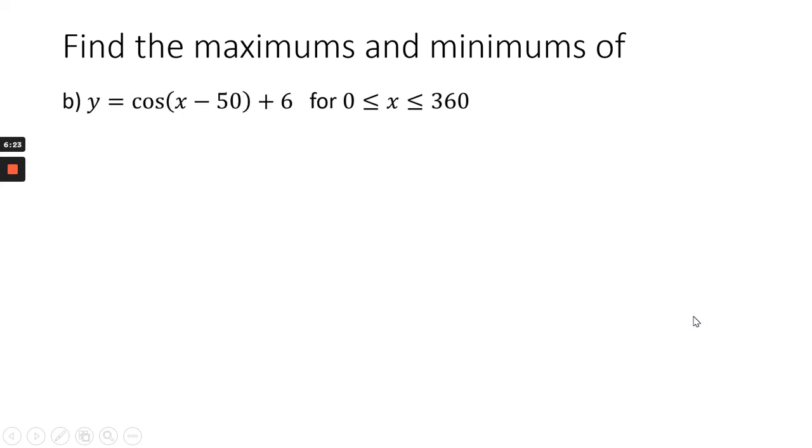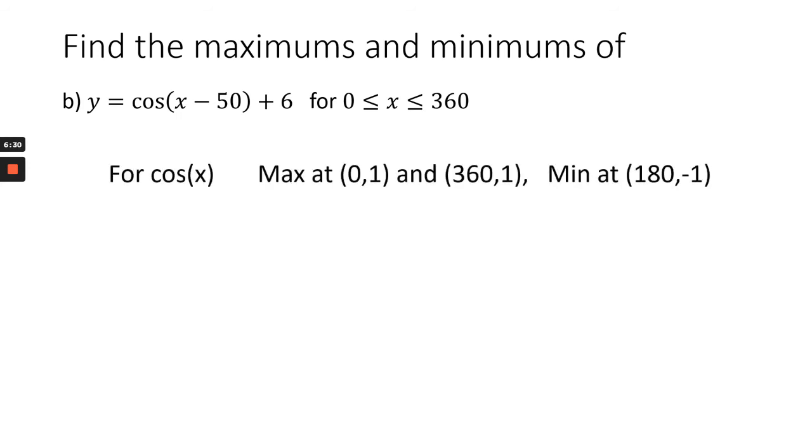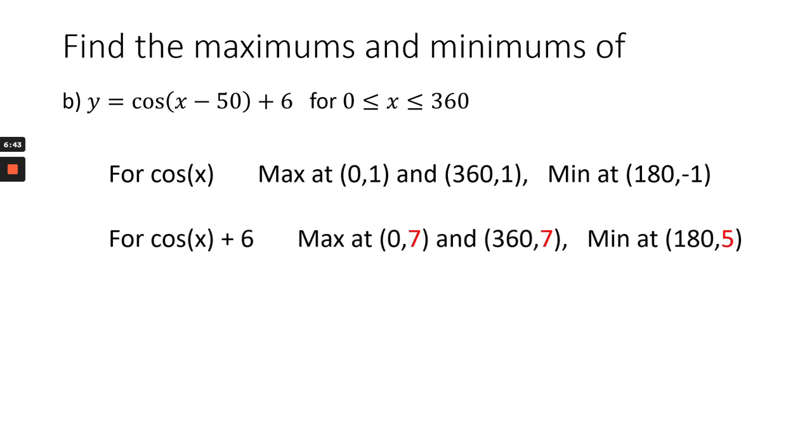Now I'm not going to go into as much detail with this one, but I'm going to take the same format. So cos x has a maximum at 0, 1 and 361 and a minimum at 180, minus 1. First thing I'm going to do is add that 6 on. Now remember that shifts our y values up by 6. So those points, instead of 0, 1 become 0, 7, 361 becomes 367, and the minimum, instead of being 180, minus 1, moves up to 185.